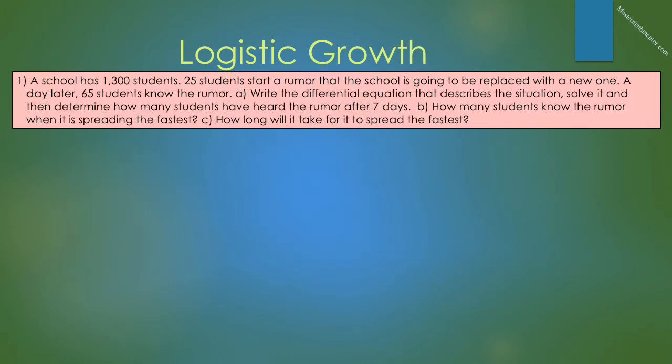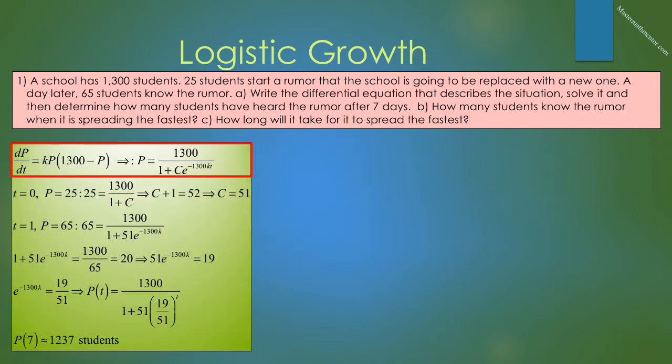Problem 1 has a school with 1,300 students where 25 of them start a rumor that the school is going to be replaced with a new one. One day later, 65 students know the rumor. Part A asks to write the differential equation that describes the situation, solve it, and then determine how many students have heard the rumor after 7 days.